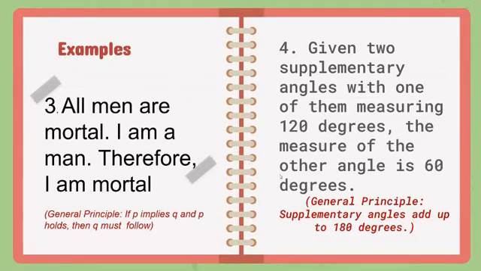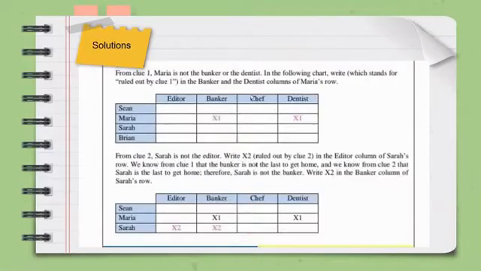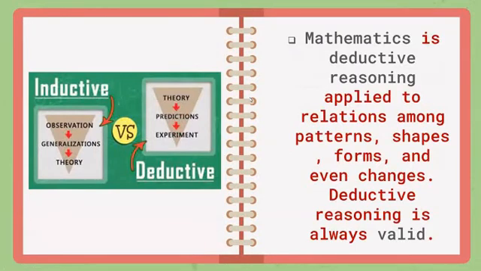So from a theorem, from a general assumption to specific conclusions, or to specific examples. We can have more examples here, pero wag muna yan. So as I've said earlier, science is the application of inductive reasoning. Mathematics is deductive reasoning applied to relations among patterns, shape, forms, and even changes. And deductive reasoning is always valid.